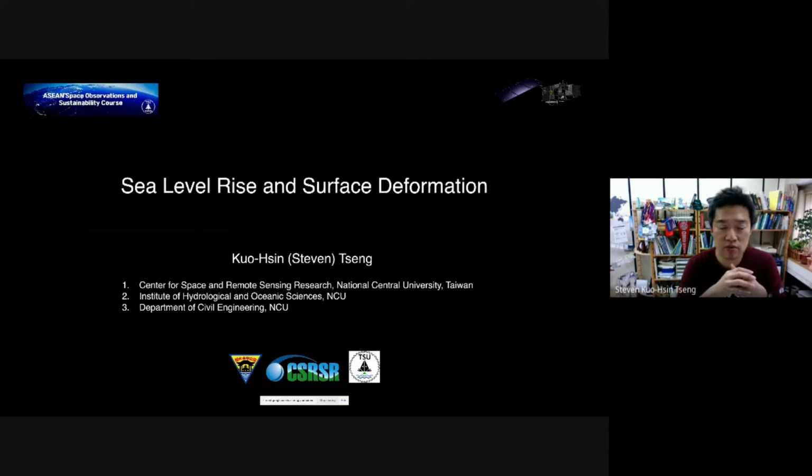Nowadays, we are also very interested in measuring surface deformation, because a lot of these mega cities are suffering from land subsidence due to urban planning and groundwater overpumping, which leads to the compaction of aquifers and so on. So we can also use satellites, for example, interferometric synthetic aperture radar, to detect surface vertical motion.